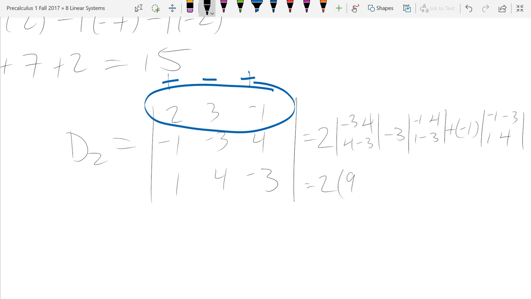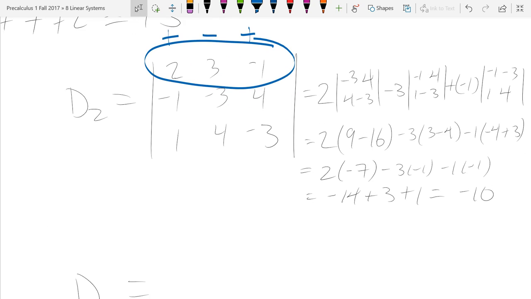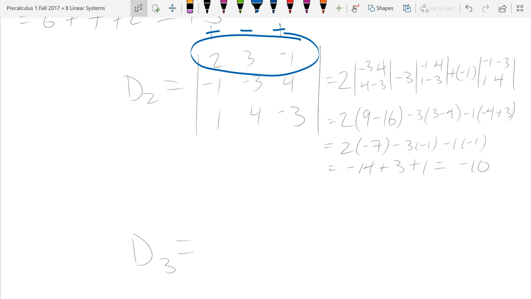So it's 2 times 9 minus 16. Be careful with your negative signs. Minus 3 times 3 minus 4, minus 1 times negative 4 plus 3. Negative 7. So negative 14 plus 3 plus 1. Negative 10. So there's our second determinant.